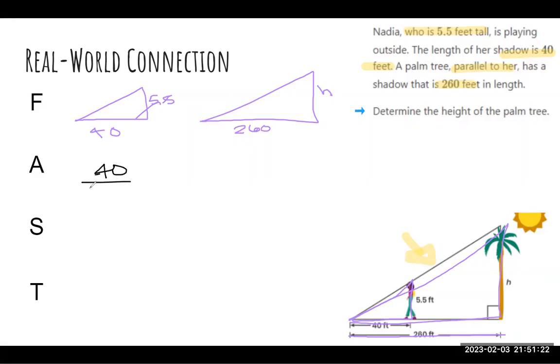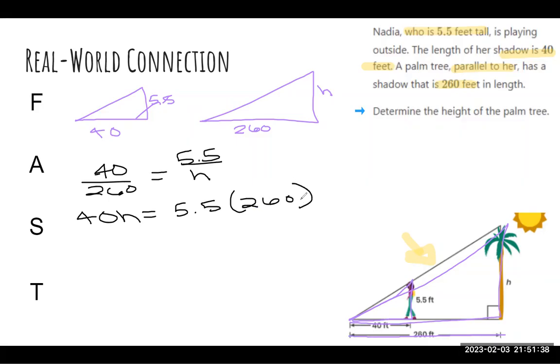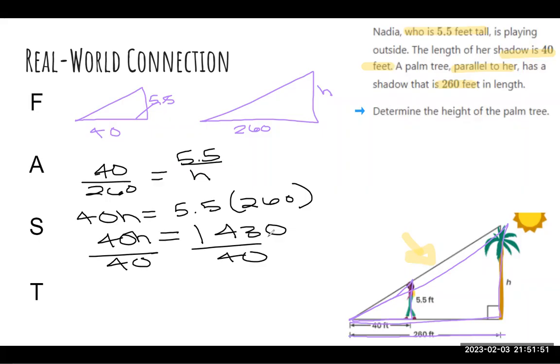So 40 over 260 is equal to 5.5 over h. We are going to, again, cross multiply. So 40h is equal to 5.5 times 260. 5.5 times 260 is going to give us 1,430, and this is equal to 40h. We will divide both sides by 40. 1,430 divided by 40 is going to give us 35.75. So that is going to be the height of our palm tree.